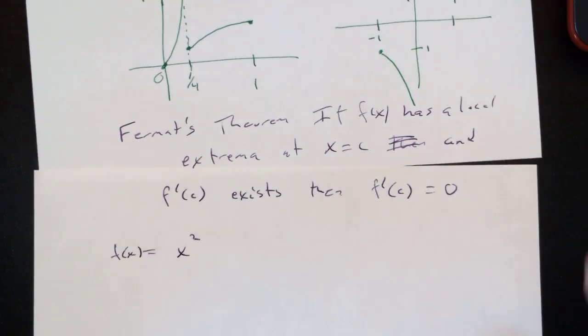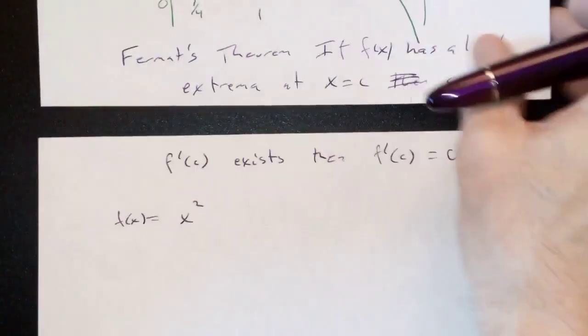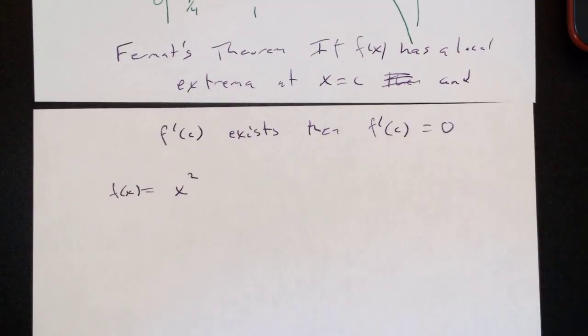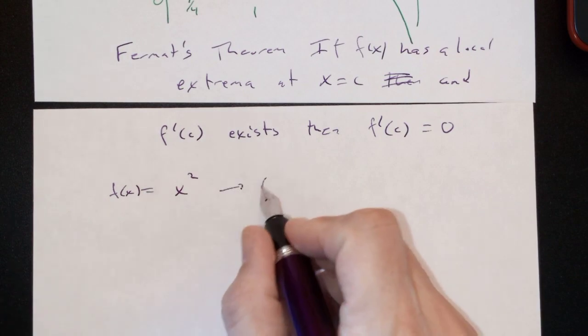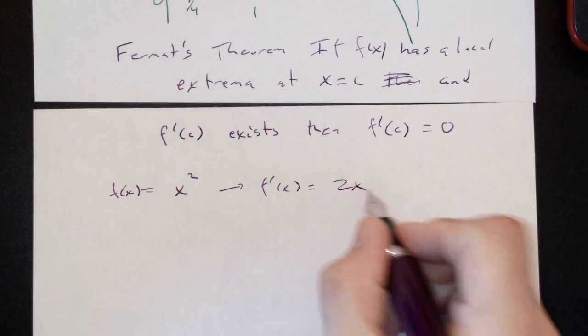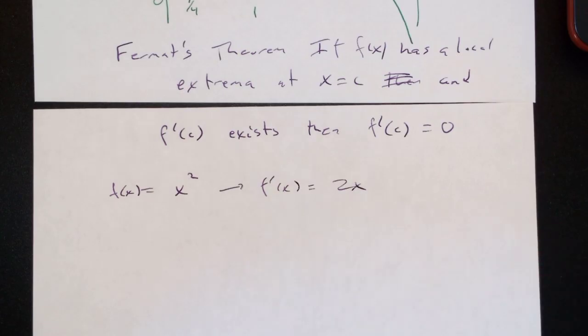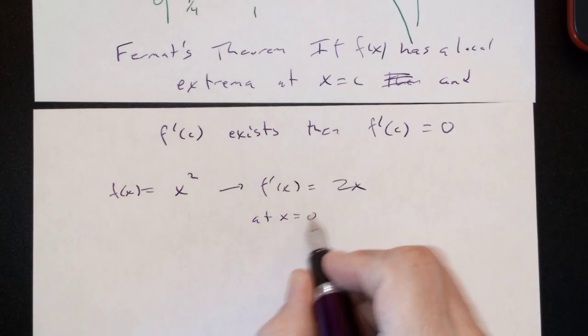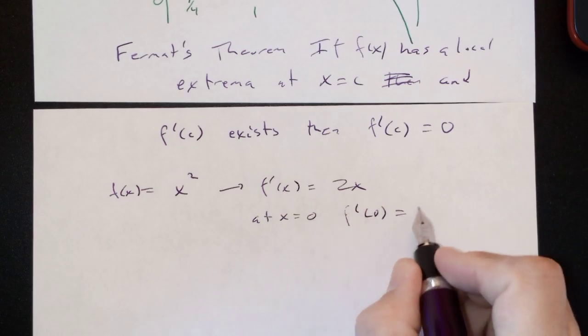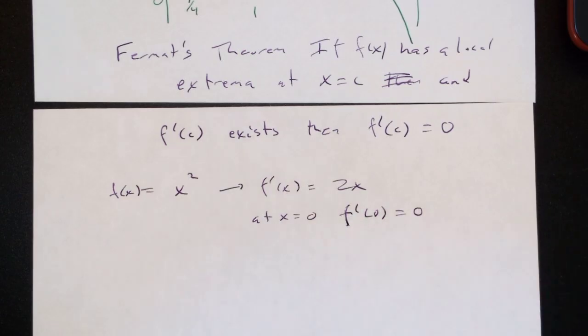We already know what the vertex of this particular value is. We know it's a local minimum for this function. Let's check, see if Fermat was right. What's the derivative of x squared? And we said it was 0. Lo and behold.